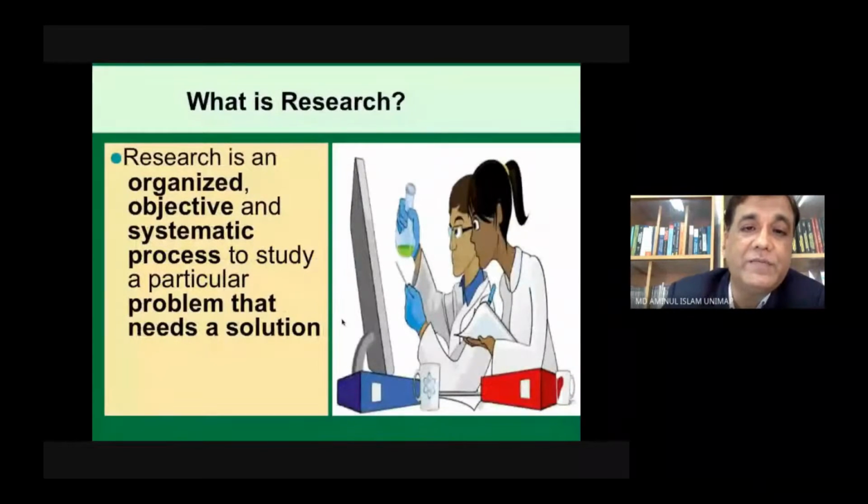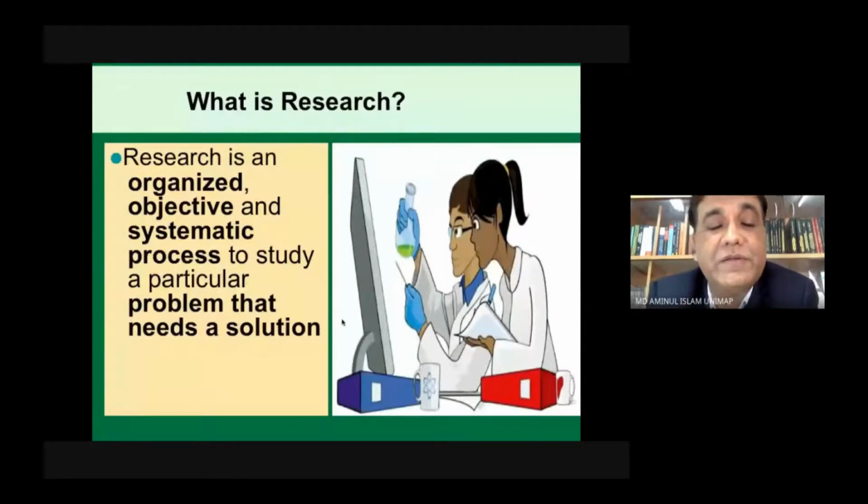The other definition I'm not going to do. This is a very organized definition. It's a bookish definition, but a very organized one. Research is an organized, objective, systematic process to study a particular problem that needs a solution.